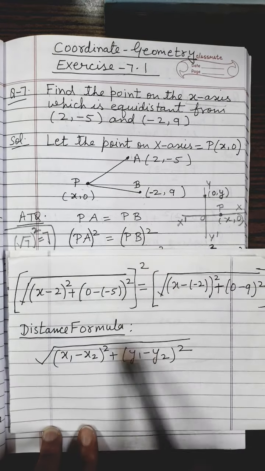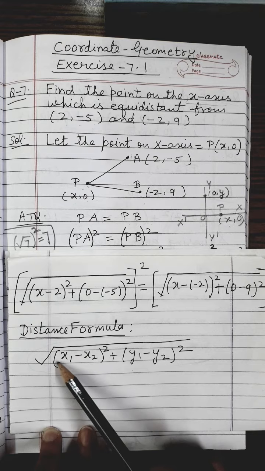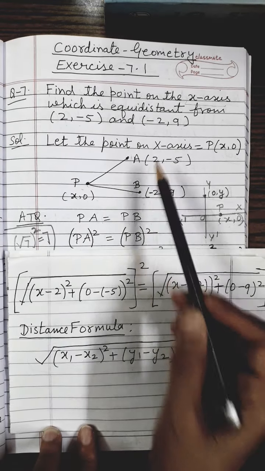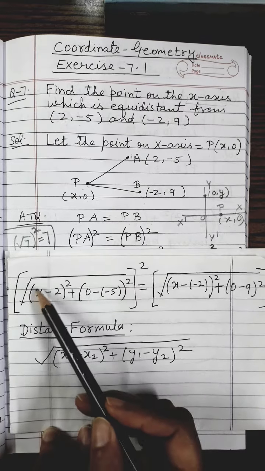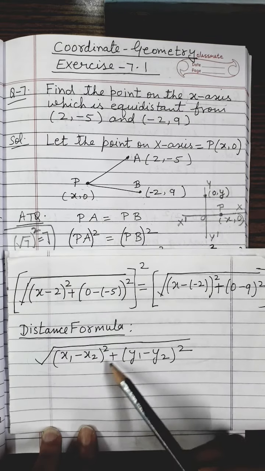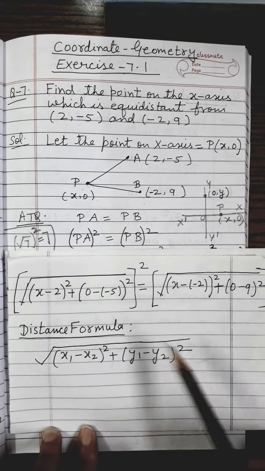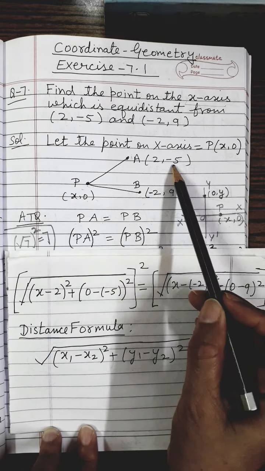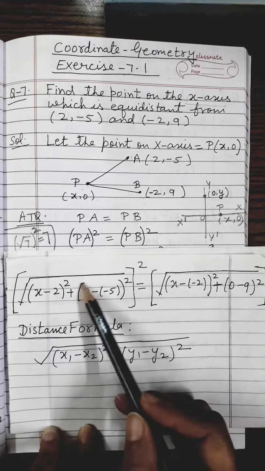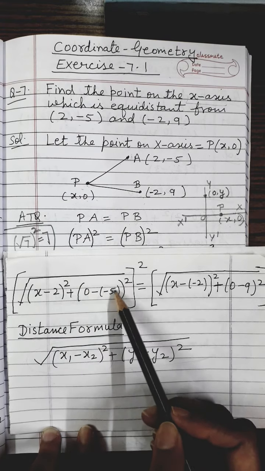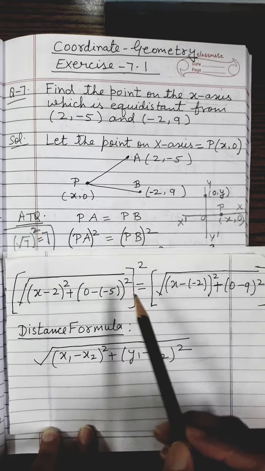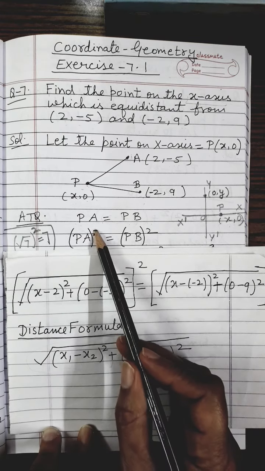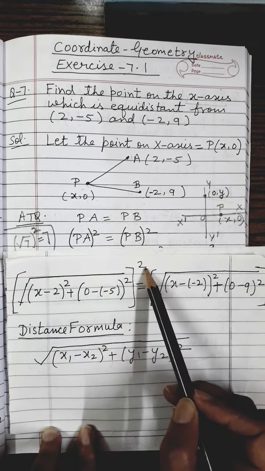So make use of this distance formula. What will be your x1 minus x2 whole square? It will be x minus 2 whole square. So this is square root, so I write down x minus 2 whole square. Next is plus y1 minus y2 whole square. That will be like this, 0 minus minus 5 whole square. So this is 0 minus bracket minus 5 whole square. This was your distance formula for PA, and this power 2 I write down like this.